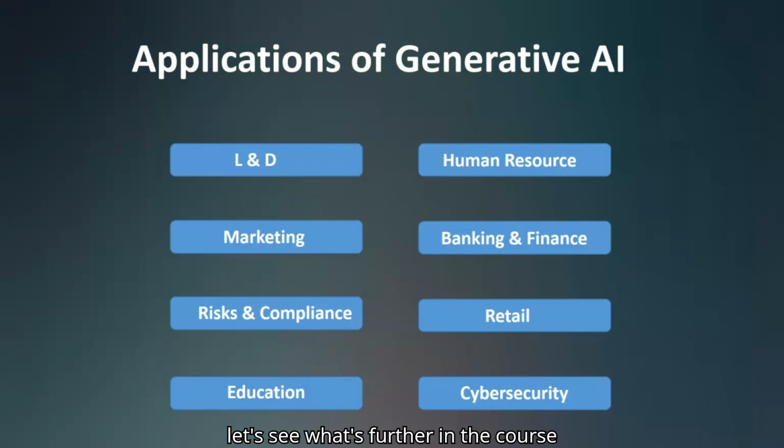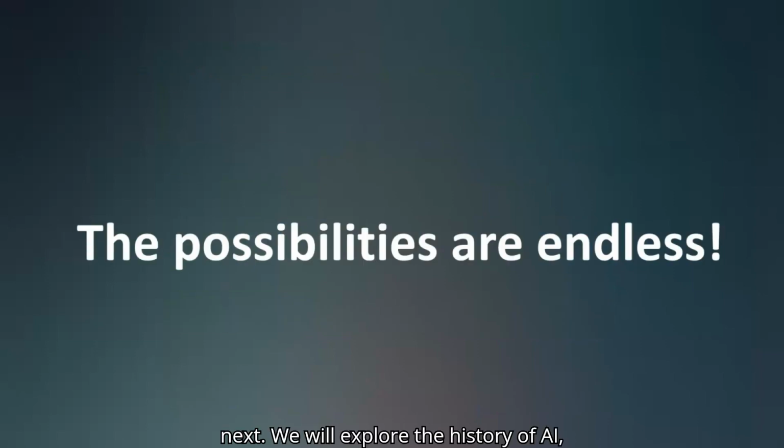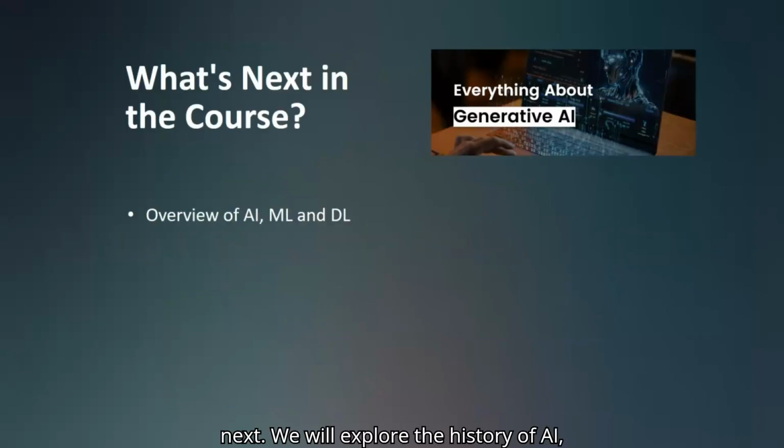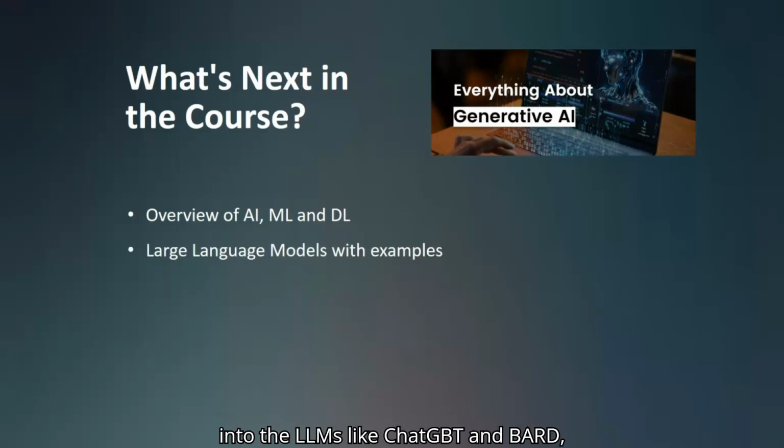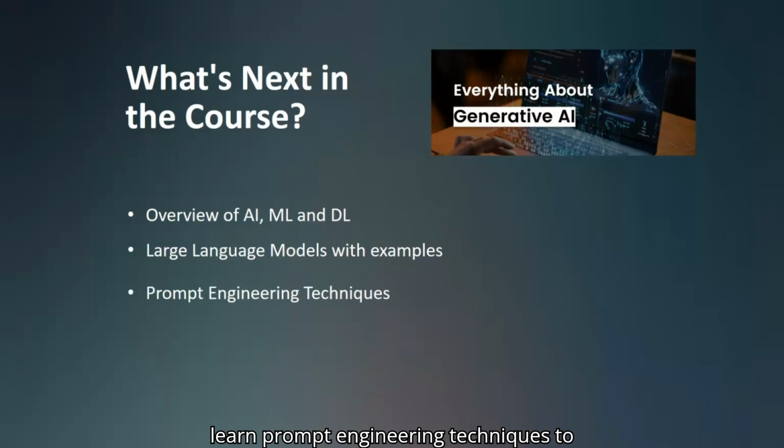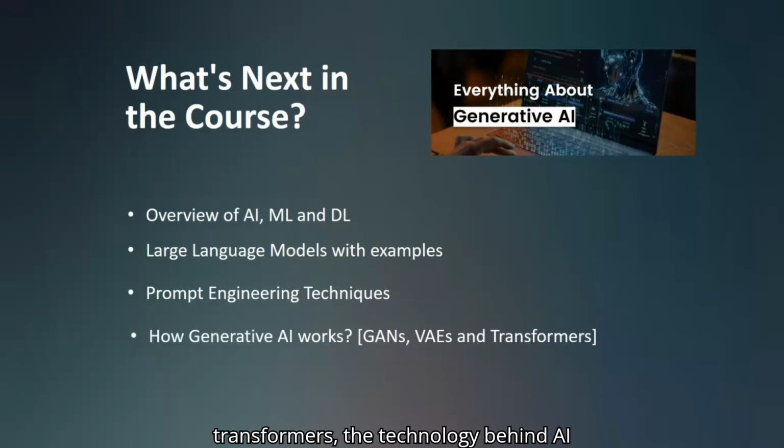Now let's see what's further in the course. Next, we will explore the history of AI, ML and DL, setting the foundation of generative AI's rise. Then we will dive into LLMs like ChatGPT and Bard, showing how they generate text and transform industries. You will also learn prompt engineering techniques to craft better AI interactions, followed by a deep dive into GANs, VAEs, and transformers, the technology behind AI creativity.